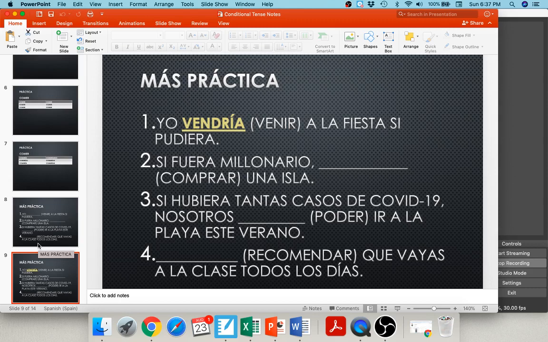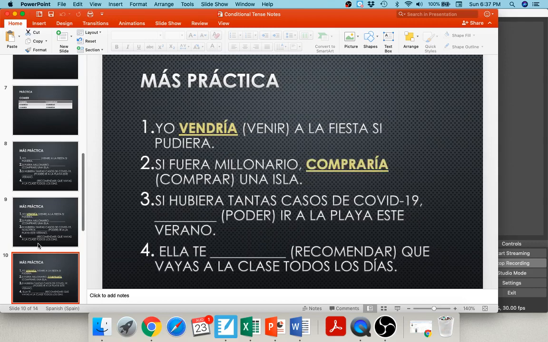Number two, si fuera millonario, comprar una isla. If I were a millionaire, I would buy an island. So we're going to take comprar, and to say that I would buy, we know that we need to add ía on the end. So si fuera millonario, compraría una isla. I want you to take a moment, pause your audio, and give numbers 3 and 4 a try.